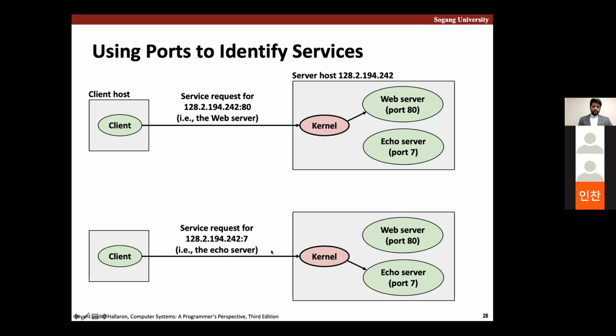So if the client wants to send a request to this echo server, it should append 7 in the request. The key beauty of the port is that if you have multiple services running on the same server or host machine, you need to explicitly identify the port numbers, appended to the IP address, so that you can access these services.